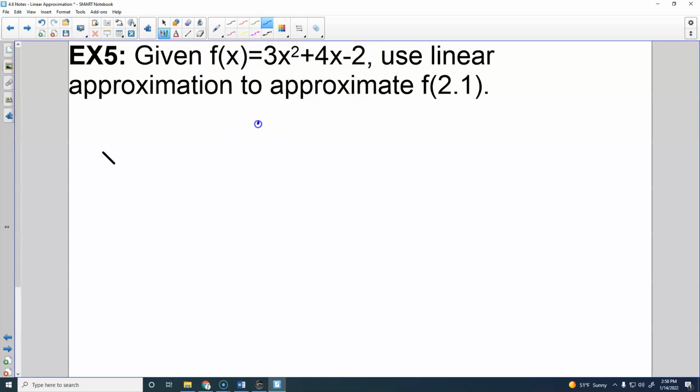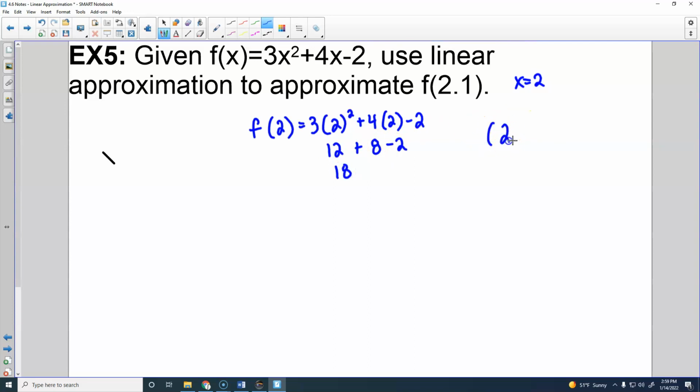So we need to look at the point x equals 2 because that is our closest point where we could do this easily without having to get into decimals. So f of 2 would be 3 times 2 squared, plus 4 times 2, minus 2. That's 4 times 3 is 12, plus 8, minus 2, so we get 18. So (2, 18) is our point of tangency.